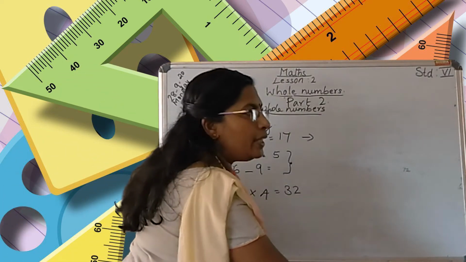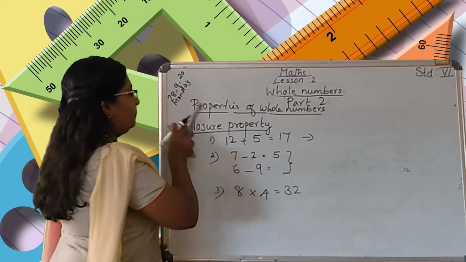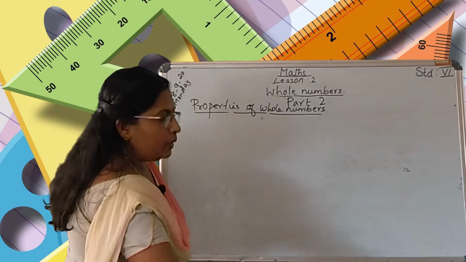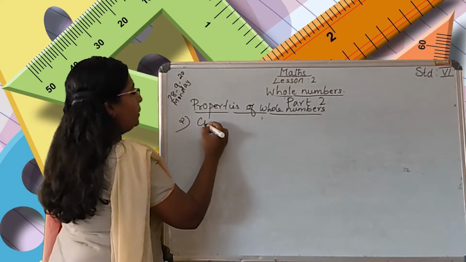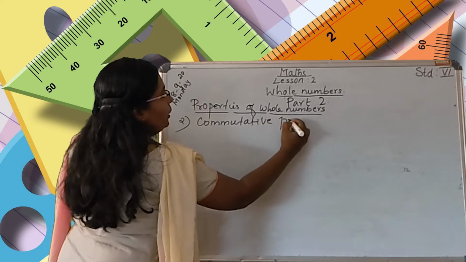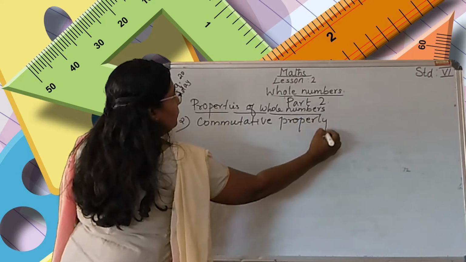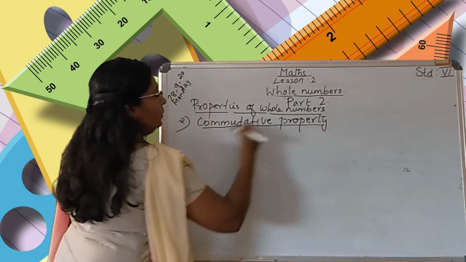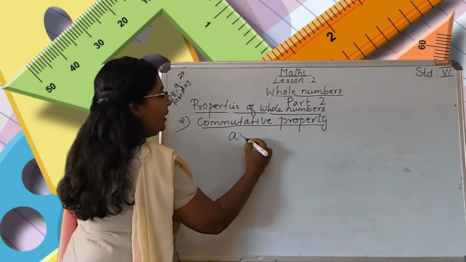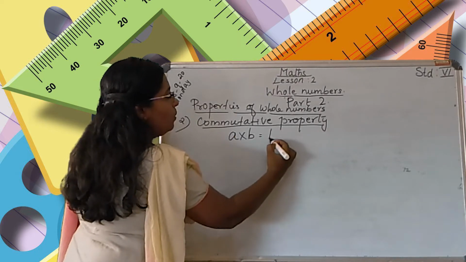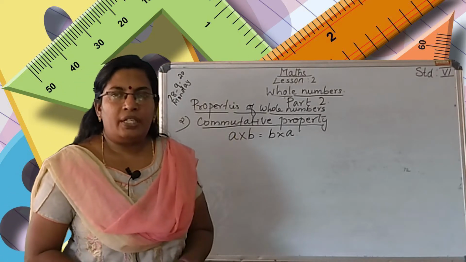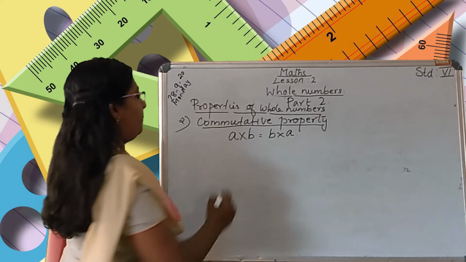Next, commutative property. Second property, commutative property. Here one formula is there. A into B equal to B into A. A into B equal to B into A.